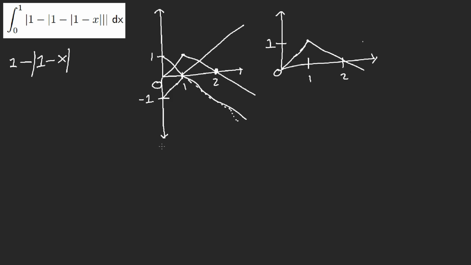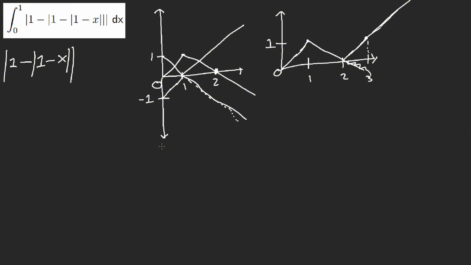And then what's next? Absolute value. Because that's what we have. We have absolute value. So that means that this is going to be deflected like that. And this is going to reach 1 at 3 here.